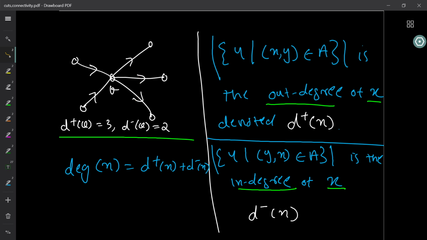outgoing edges. Similarly, the in degree is the number of incoming edges. So incoming edges are the set of all y such that yx belongs to A, for the vertex x, and it is denoted by d minus, and the d minus of v here is 2. There are 2 incoming edges here, incoming arcs. And the degree of the vertex is the sum of the out degree and in degree. That is basically the number of edges incident, or number of arcs incident.